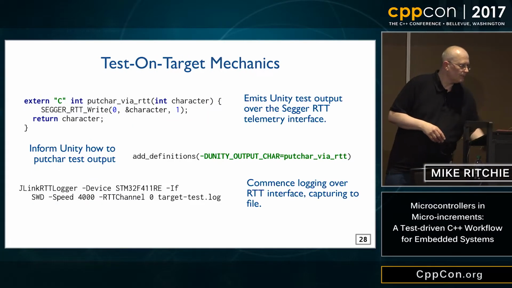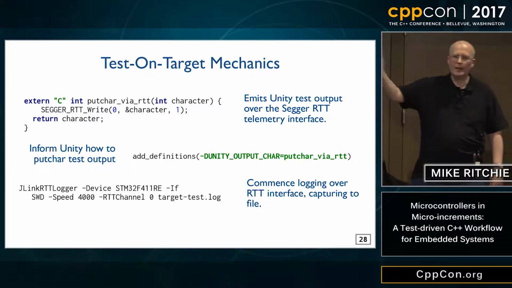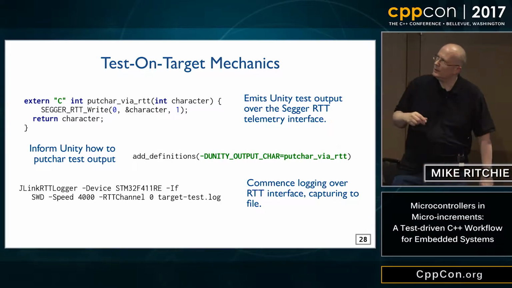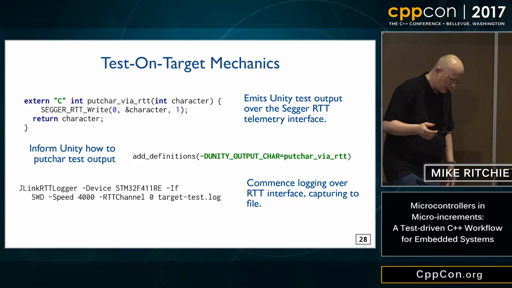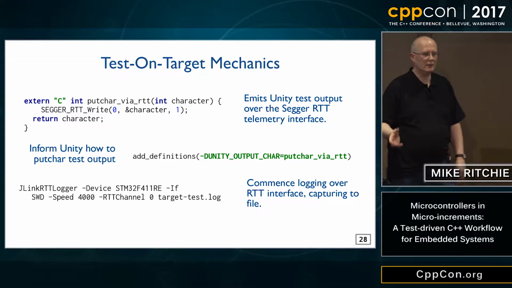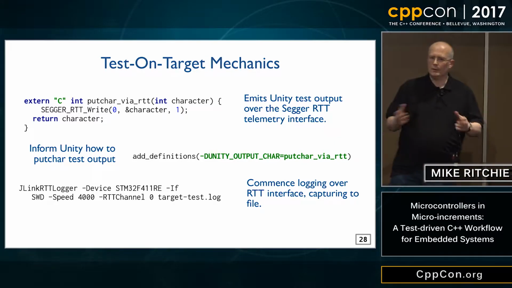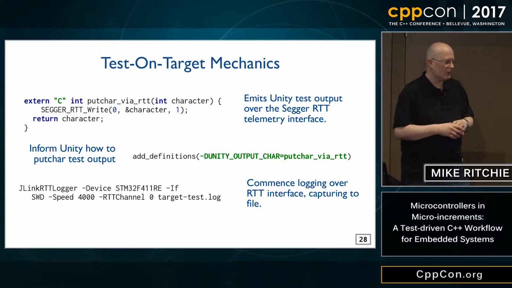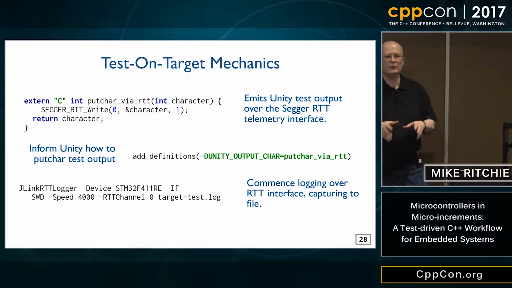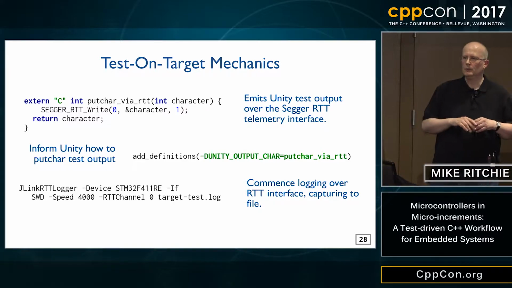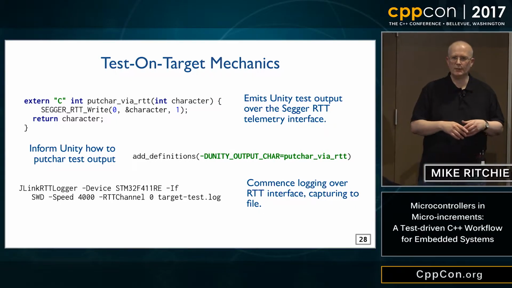I use Segger tools for this. One of the challenges is just getting the results back from the target. I use the Segger RTT framework, which is kind of a telemetry data transfer library that lets you emit data over your JTAG debugger, capture it using a console logger, and get that to a file. So Unity is super simple, really low footprint. If your code runs on the device, you can probably get some tests running with Unity on the device.